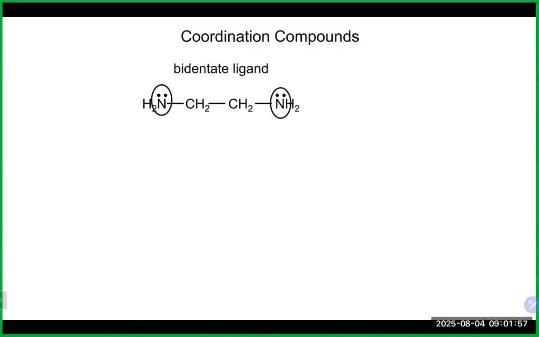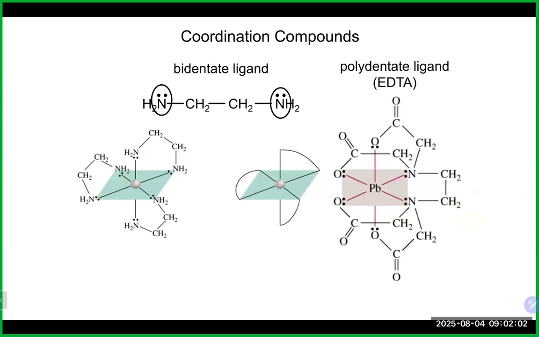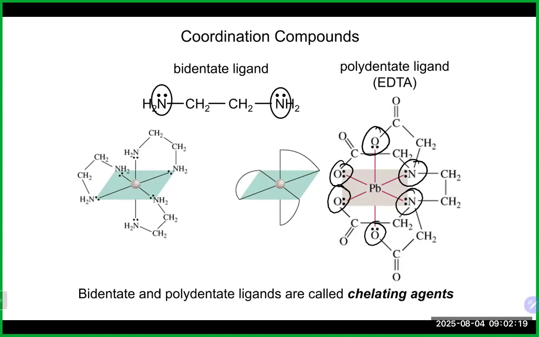So here again is our ethylenediamine that can attach there. This is our EDTA, and again, as I mentioned, it can attach in 6 different places: 1, 2, 3, 4, 5, and 6. So one molecule of EDTA can really surround a metal really well, and that's why it's sometimes referred to as a chelating agent. Chelating agents are bidentate or polydentate ligands because they can really surround the metals well.